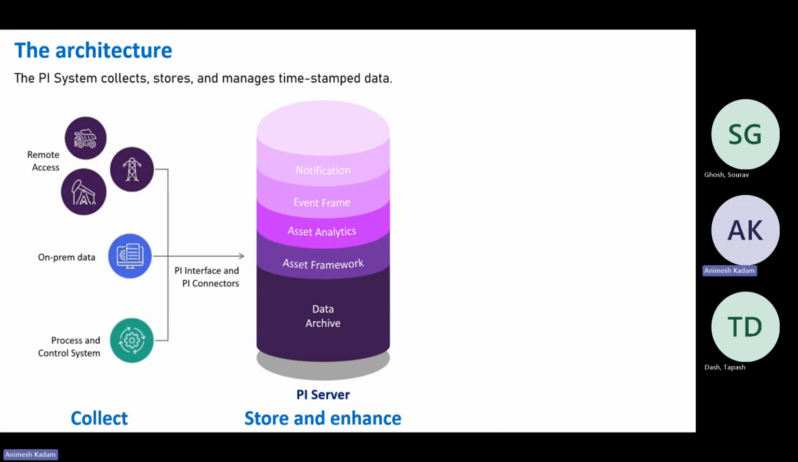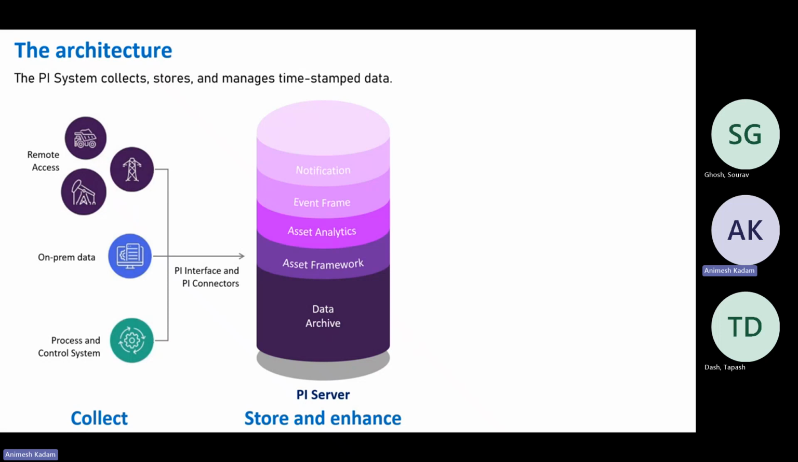Then the second major component, which gives meaning to the data, is called the Pi asset framework. This is the place where you will be storing your metadata. So the process data will be stored inside the Pi data archive, and all other information, all the metadata, will go inside Pi asset framework.